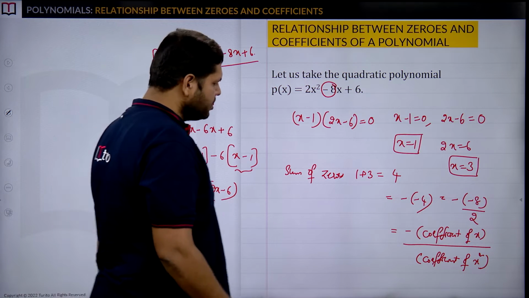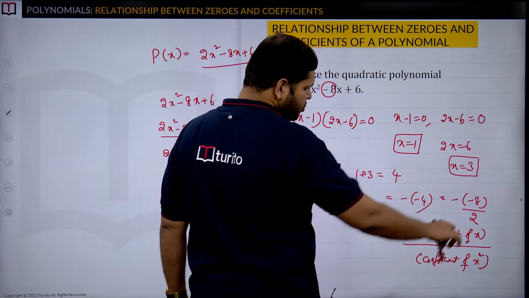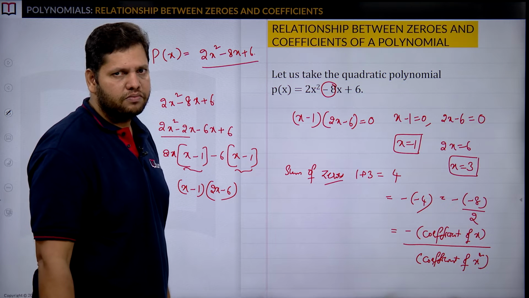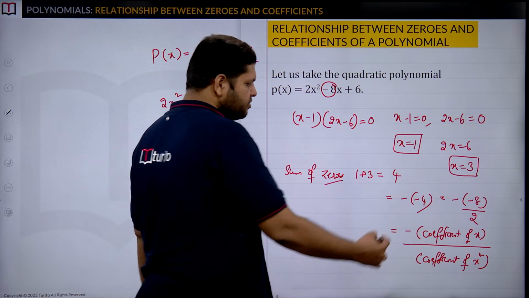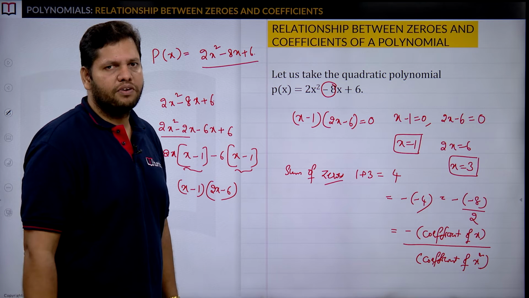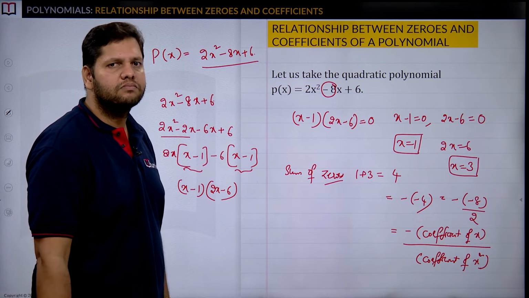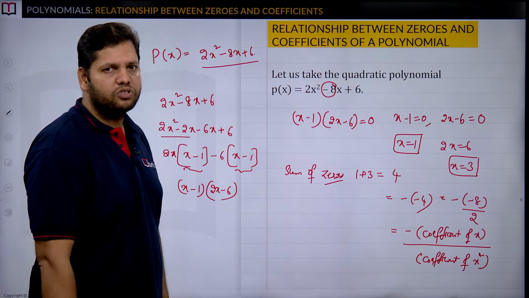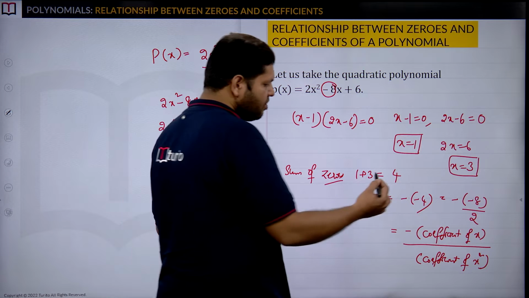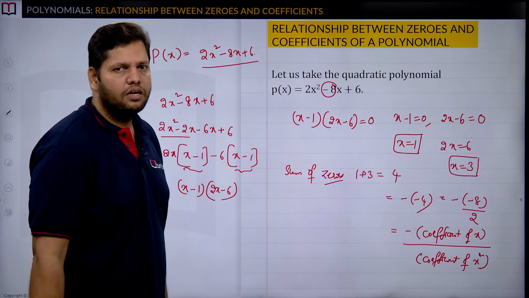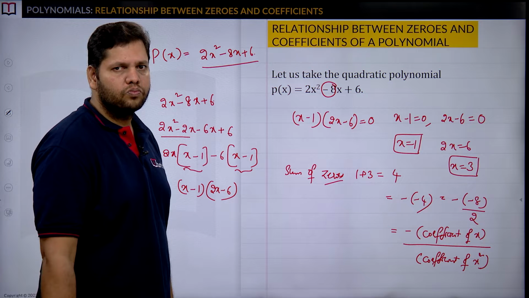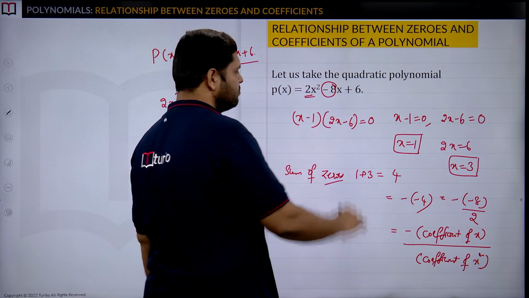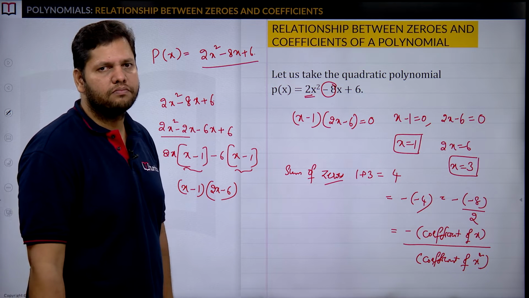So children, when I add the two zeros, like sum of the zeros, what did I get as the answer? I got minus of minus 8 by 2. So how can we write the numerator? The numerator I am writing as the coefficient of x. From the polynomial expression, what is minus 8? Tell me, children. The minus 8 is what? It is the x coefficient. So in place of minus 8, I am just writing the coefficient of x. And the denominator is 2. So 2 is what, children? From the question again, I can say it is the x square coefficient. Are you getting my point, children?